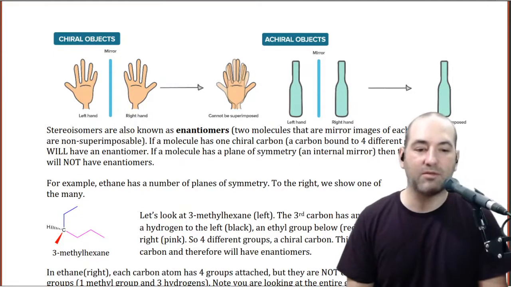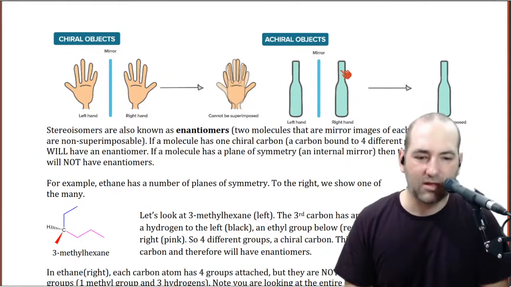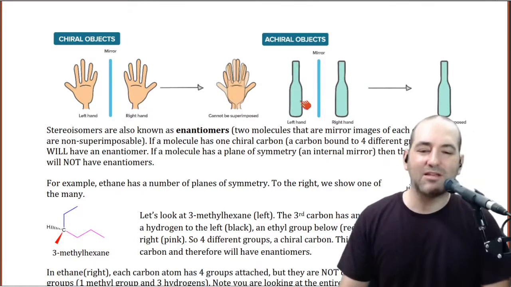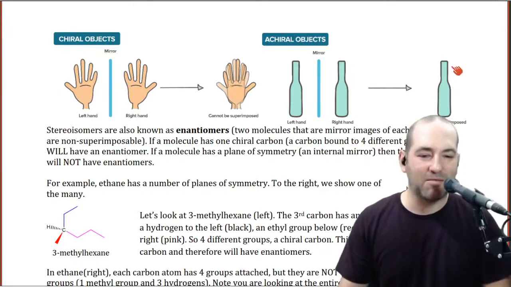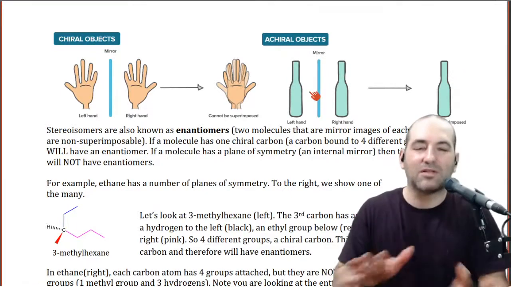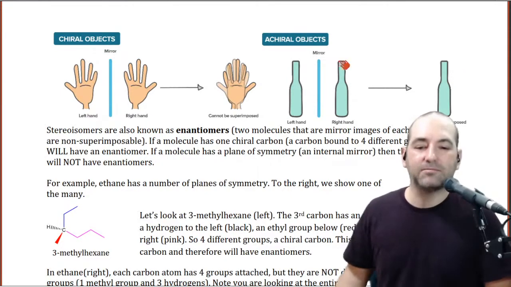So you see this example above me, this bottle. I think it's a bottle. You can see that the mirror image of the bottle is the same bottle. There's no difference. So it's the same thing. So that makes it achiral.